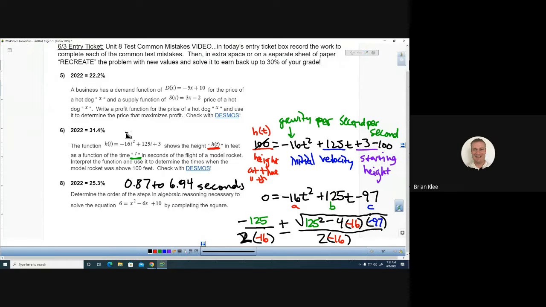By the way, recreate wise, negative 16 is going to stay in it. This number, velocity, will change. Pick something a little bit bigger or smaller than 125. And the starting height should also change. Pick something different than 3 feet. I don't know, 2, 0, 1, 4, 5, whatever you would like to choose.